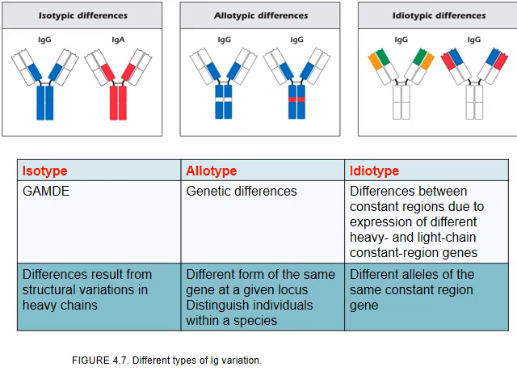As you can see, they are different between the constant region due to expression of different heavy and light chains. So you have heavy and light chains. You can see from here, the heavy and light chains are different. So you may have an IgG which is from, for example, one species as compared to another.